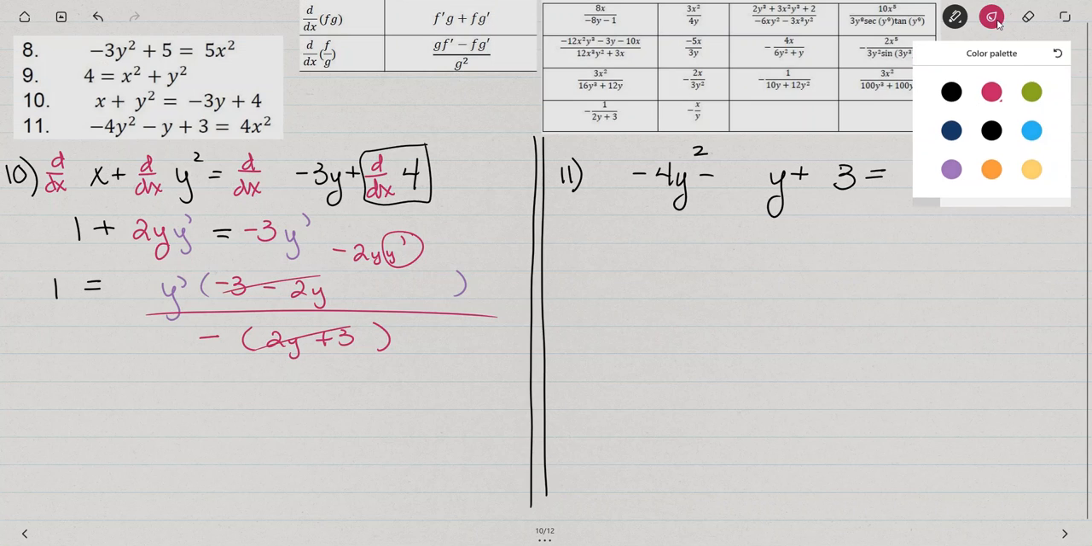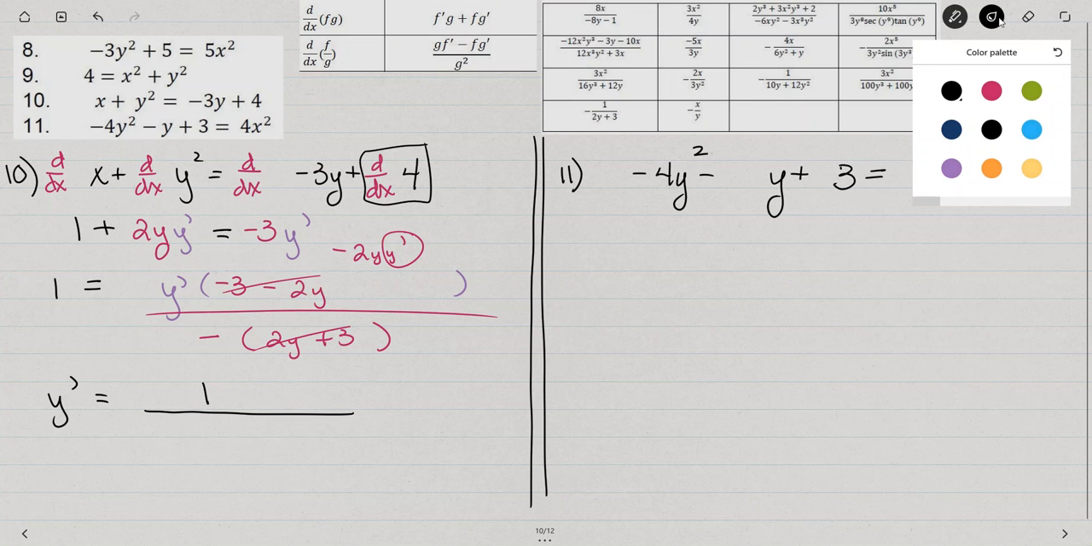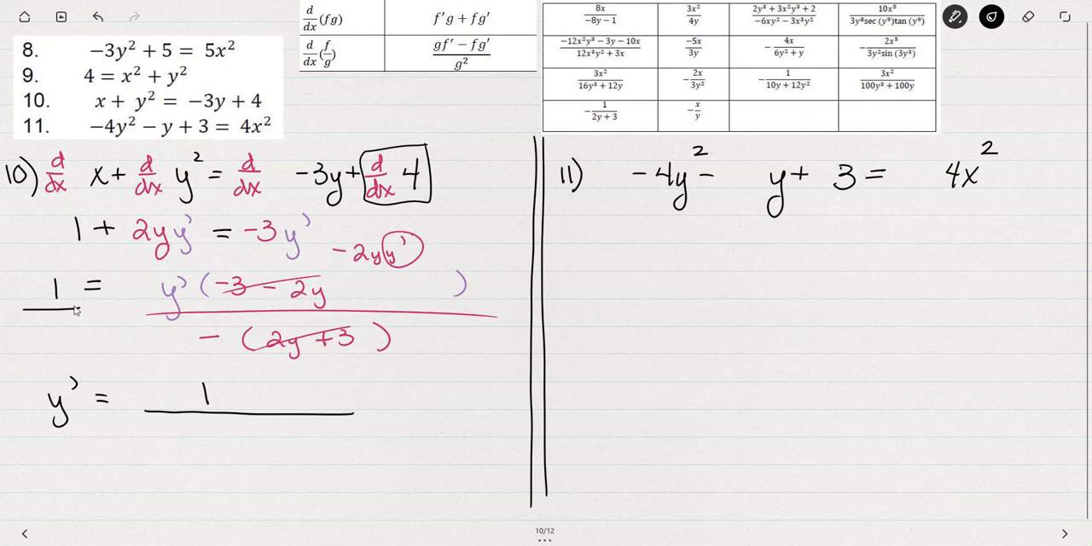But the final answer then comes out to be that y prime is 1 divided by negative 3. Oh, see, I have to still do this to the other side, right?